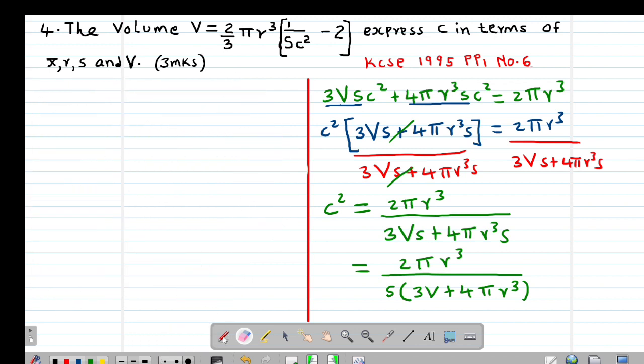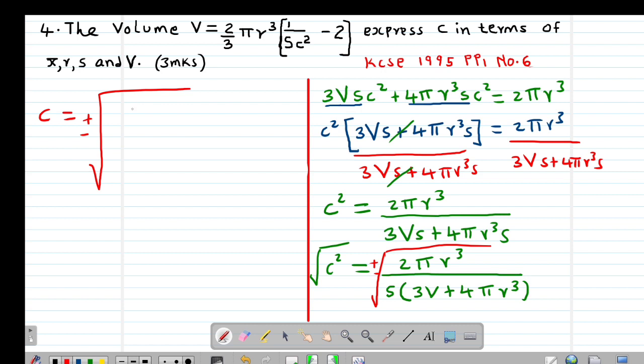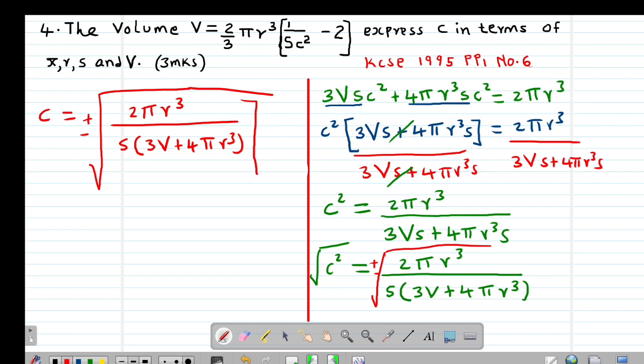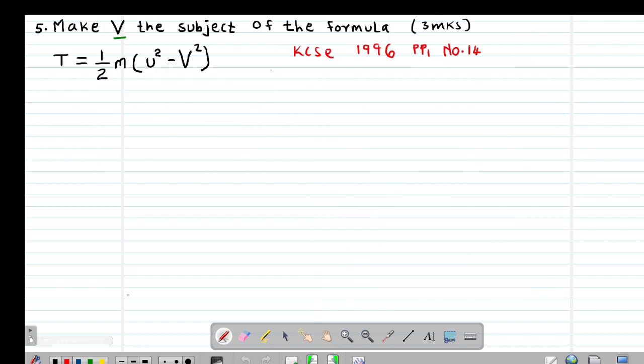So remember, because it is c squared, I'm simply going to square root on both sides. So I square root this side, I'm also going to square root the right hand side. Then the square root of a number is always either a plus or minus. So it means that the value of c will actually be equal to plus or minus the root of 2 pi r cubed, then divided by s into 3v, then of course plus 4 pi r cubed, so this will be our final answer for c.